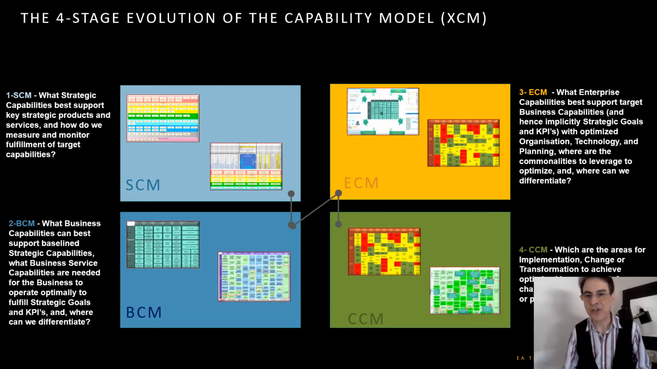And then eventually we devise what is called a CCM, or change capability model, which is a subset of ECM, where we actually focus on the parts where we're going to apply changes.